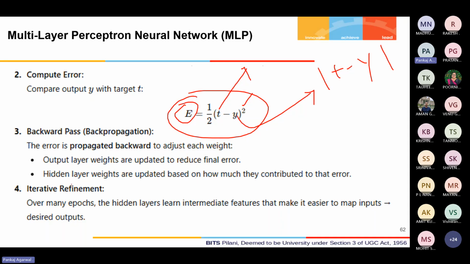The error is back propagated to adjust each weight. When I say each weight, so all the weights will participate. Necessarily it is not important that all the weights would participate; we'll discuss this later on. It's not the right time. So the output weights are updated to reduce the final error. Hidden layer weights are updated. The weights between the input and the hidden layers would get updated. So all the weights would get updated, and this iterative refinement would keep on going.